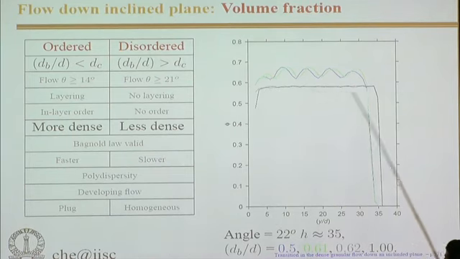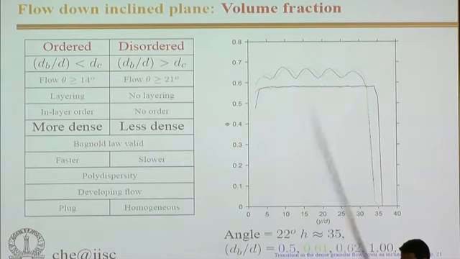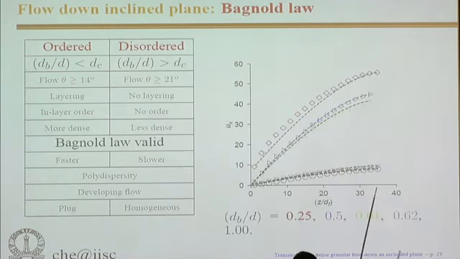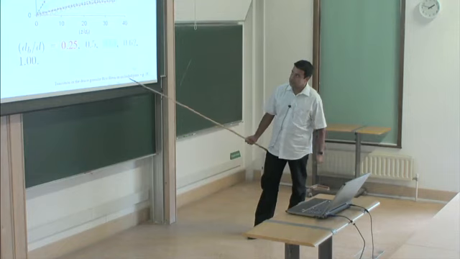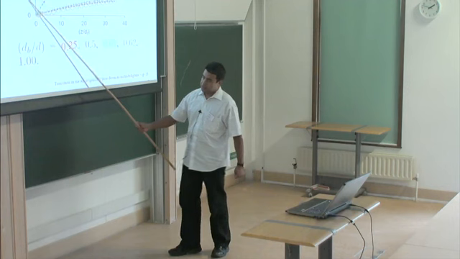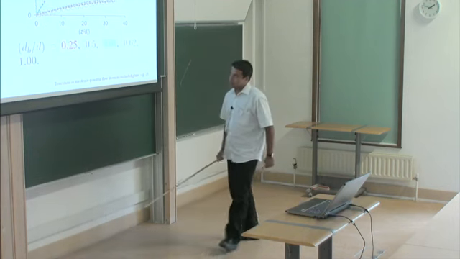The disordered state has a volume fraction of 59% that we're used to. And these variations are actually real variations. Okay. And this shows you the transition in the volume fraction. In both cases, you find that the Bagnold law applies. So the symbols are the velocity profiles from simulations. The lines are what you'd expect from the Bagnold profile, provided you add in a slip velocity at the base. Okay, the Bagnold law applies in both cases.